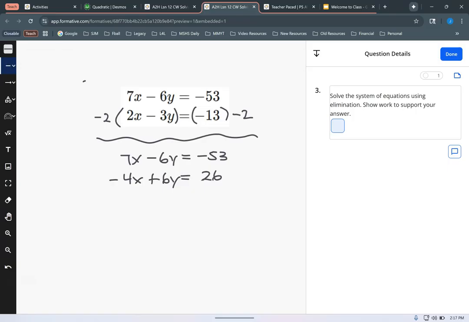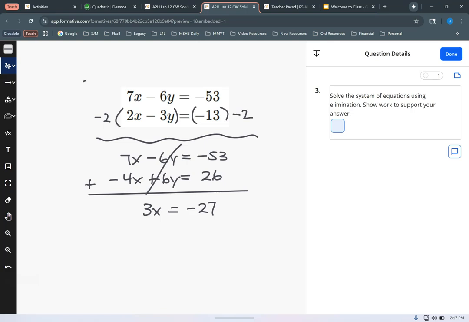All right, now that I have my system of equations set up for elimination, I can just add straight down. So my y variables are going to cancel. That's going to leave me with 3x is equal to negative 27.